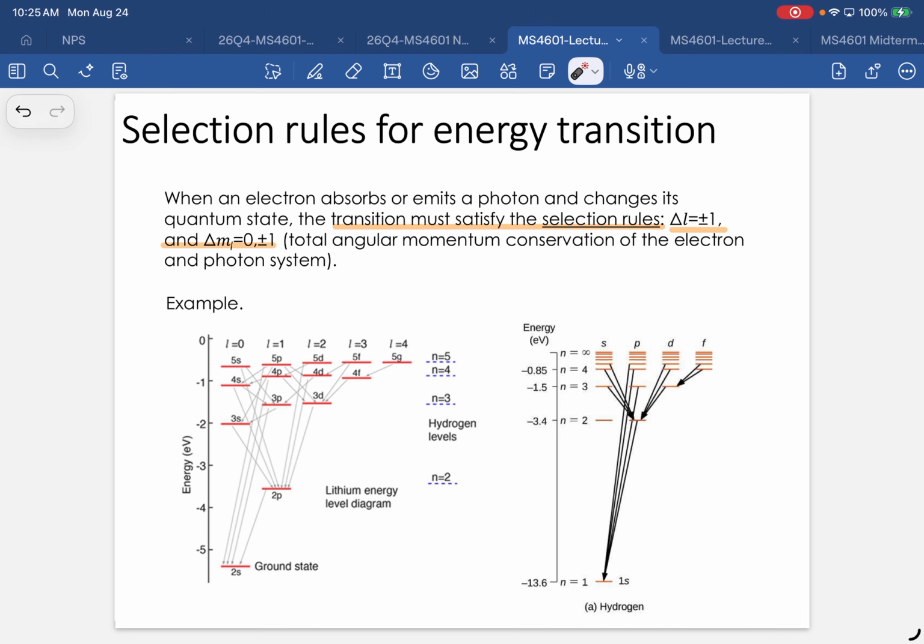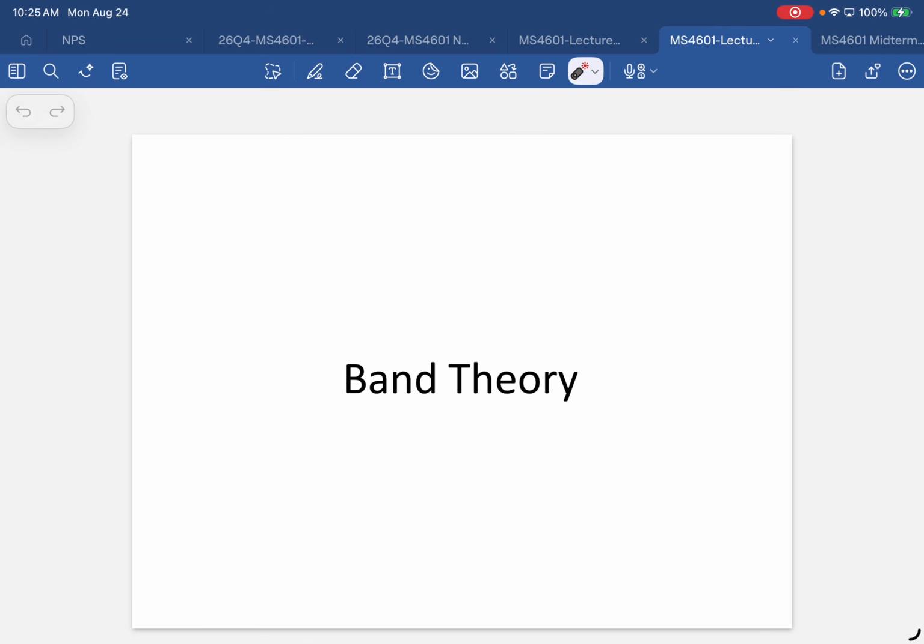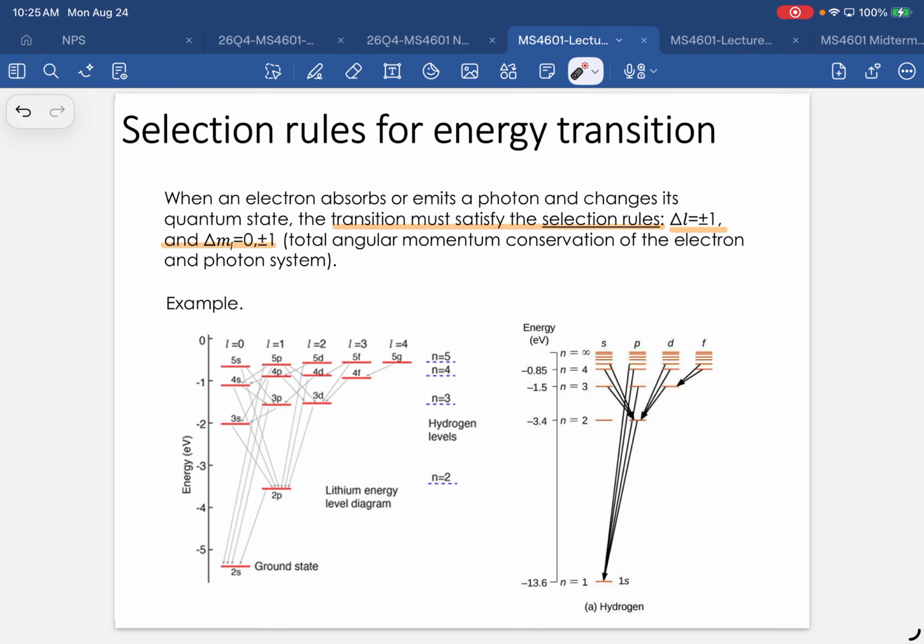So that is the energy transition in the hydrogen atom and other atoms. Now we are going to get into a new topic, which is called band theory. But before we get in there, do you have any questions about this energy transition?